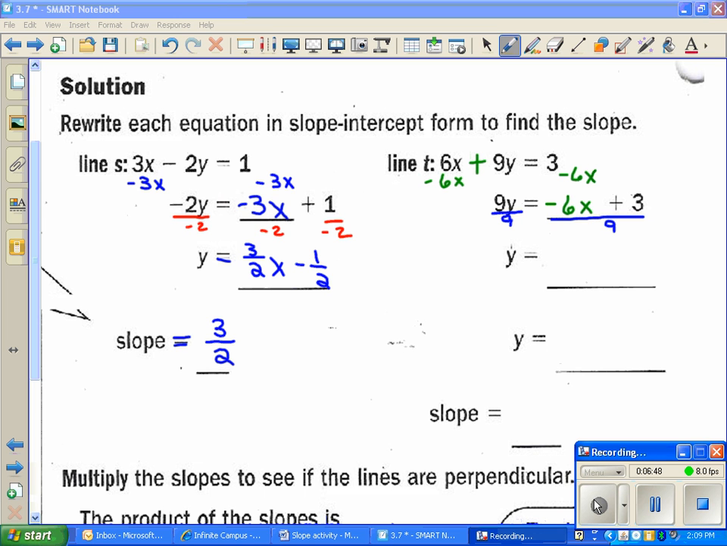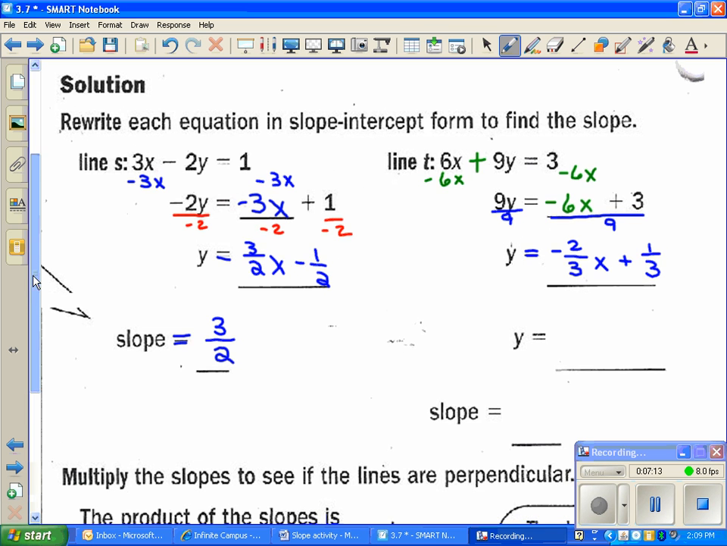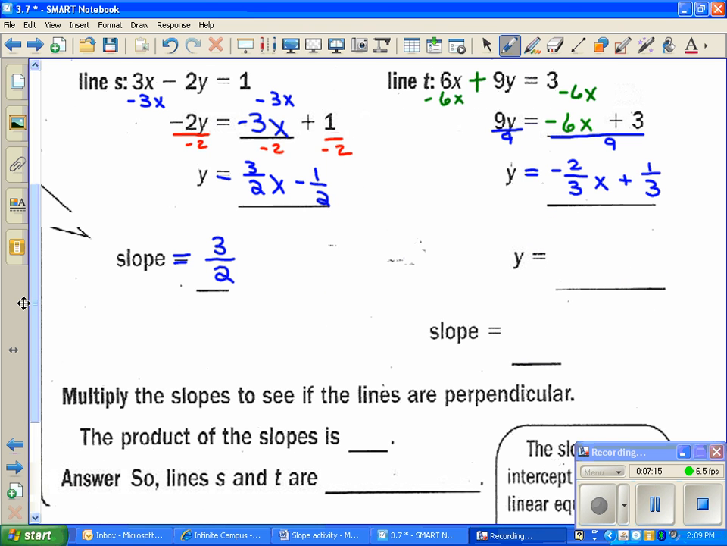All right, now I broke it apart. Negative 6 divided by 9 gives me a negative 2 over 3x. And a positive 3 divided by 9 gives you a positive 1 over 3. Broke it apart. And the slope is the number in front of the x, which is negative 2/3.